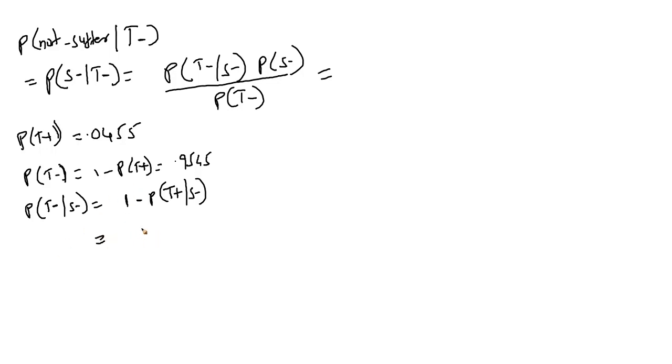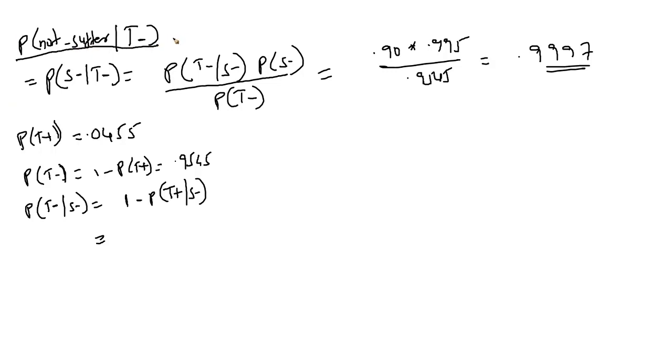So we know these values, we substitute these values, and we get 0.90 times 0.995 by 1 minus 0.9545 is equal to 0.9997. So this is the probability. Essentially, this is the third problem. Problem 3.